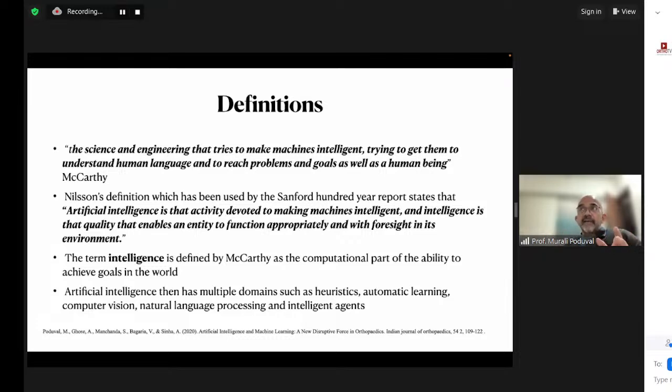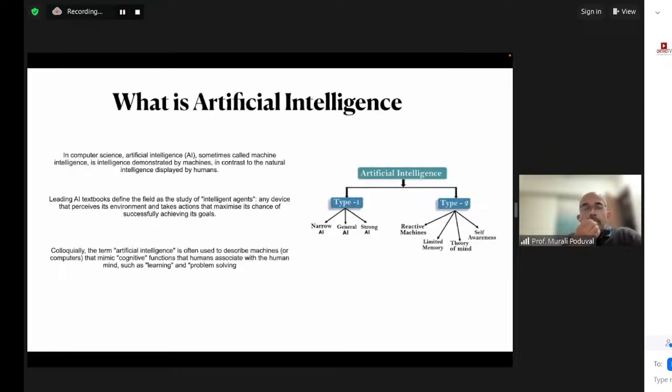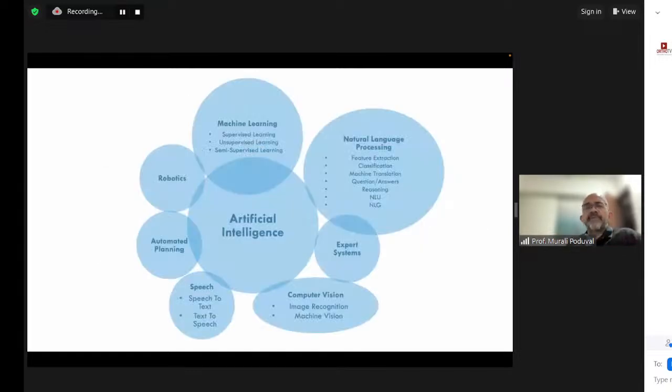And having said that, there are multiple domains to AI, which are heuristics, automated learning, computer vision, natural language processing, intelligent agents, and so on and so forth, right down to what we call large language models and ChatGPT today. So artificial intelligence is machine intelligence. It is the study of intelligent agents that perceive the environment and take action, maximizing their chances of successfully achieving their goals. There are a large number of types in that.